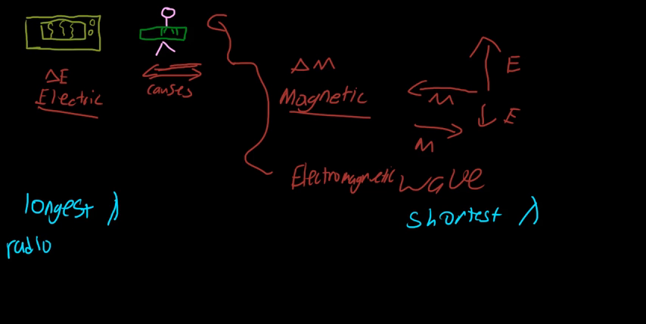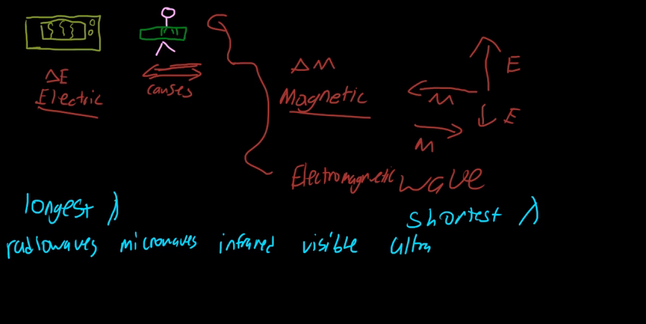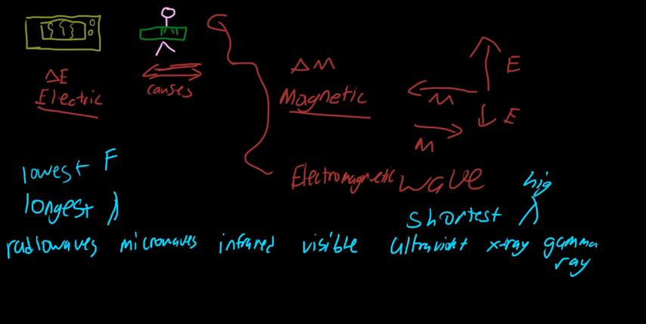So this is the radio waves. Then come microwaves. Then infrared waves. Visible. Then comes ultraviolet. Then comes X-ray. And lastly, the most powerful wave is gamma ray. So this is the shortest wavelength, and this is the longest wavelength. However, this also has the lowest frequency, and this has the highest frequency.